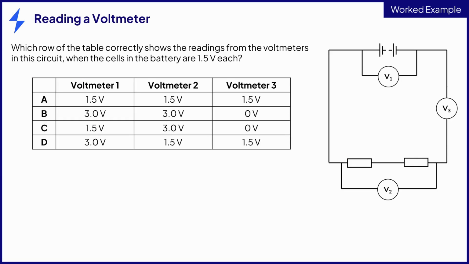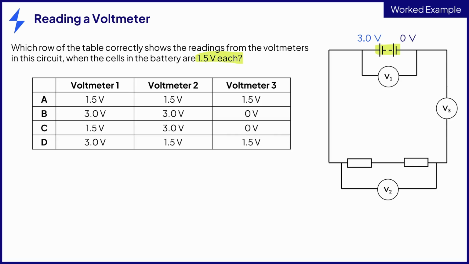Let's apply this understanding to an example exam question. Which row of the table correctly shows the readings from the voltmeters in this circuit when the cells in the battery are 1.5 volts each? Okay, so we know that the potential difference of each cell is 1.5 volts. And we have 2 cells in the battery. That gives us a total potential difference of 3.0 volts.